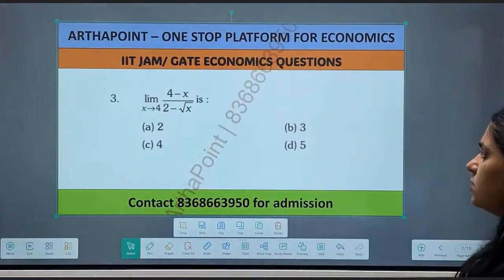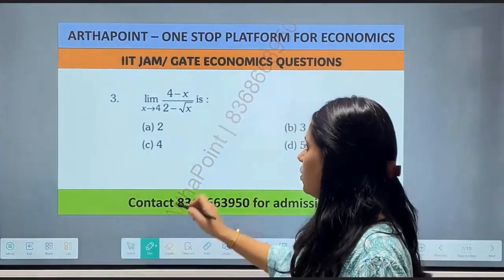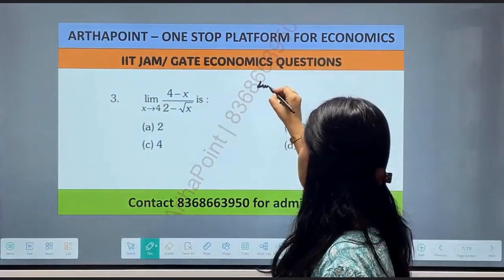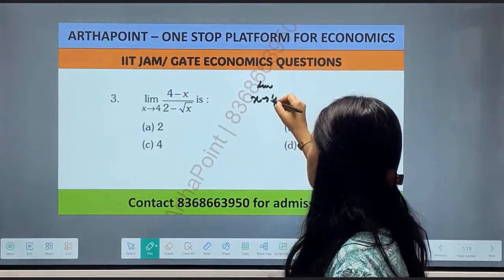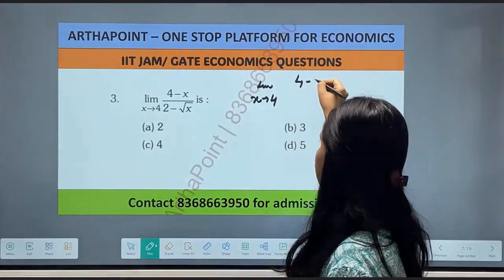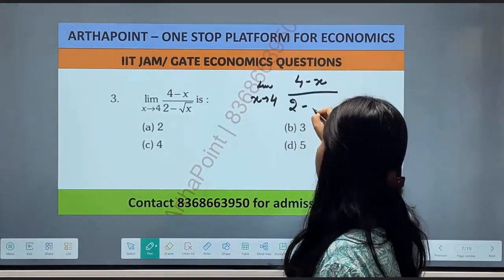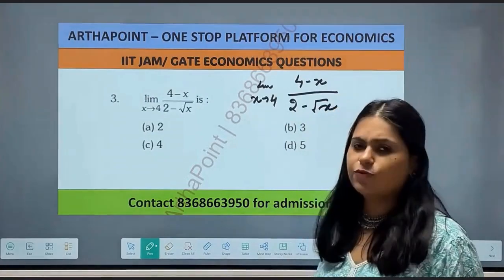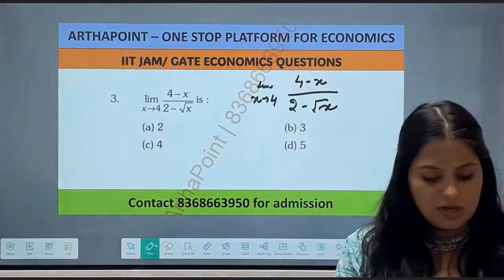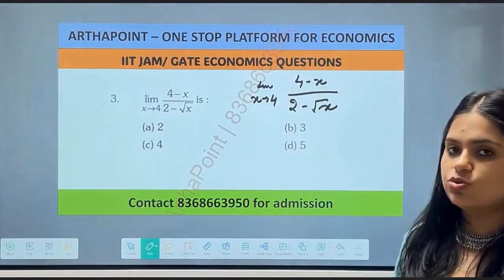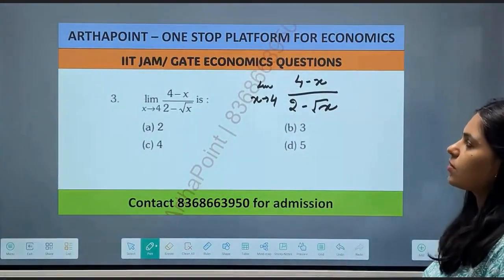So you are given that limit x tends to 4 of (4 minus x) upon (2 minus root x). You have to find this value. Very simple. Try to do this yourself. Give me the answer to this question. What should this be?